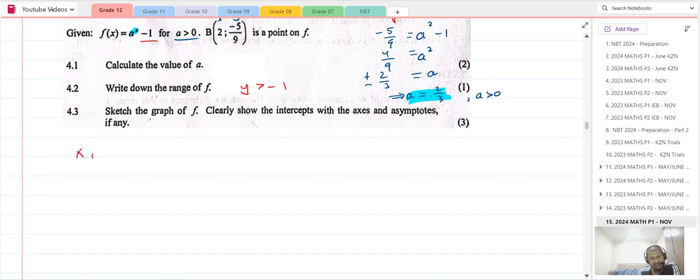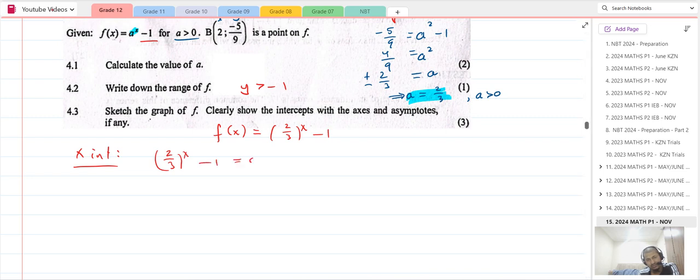So x-intercept, we have the function f of x is equal to (2/3)^x minus 1. Right, so x-intercept is making y 0. So you got (2/3)^x minus 1 is equal to 0. Take the 1 over. (2/3)^x is equal to 1.